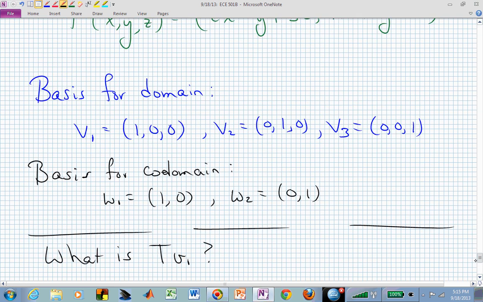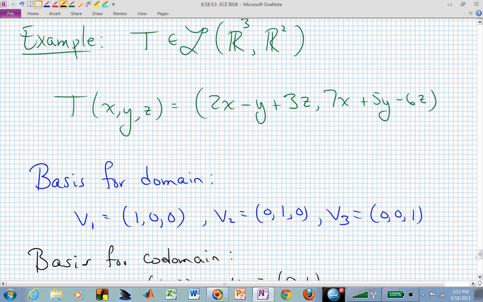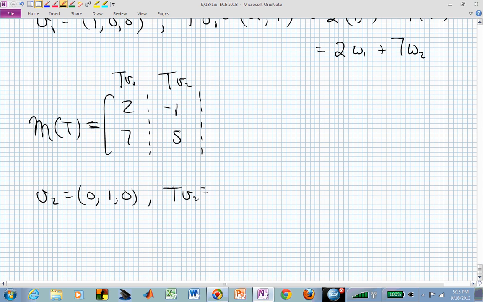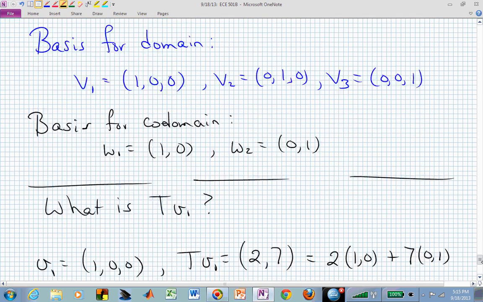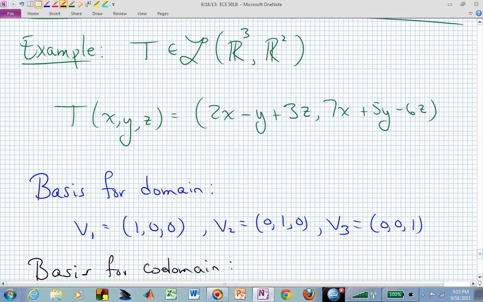And for V2, we just need to go back here and say, what are we doing? Just replace y with 1, and x and z are zeroed out. Now we have -1 and 5, don't we? So this is now (-1, 5). And what's the last column? We just set z equal to 1, don't we? And x and y are 0, so this gives us (3, -6).